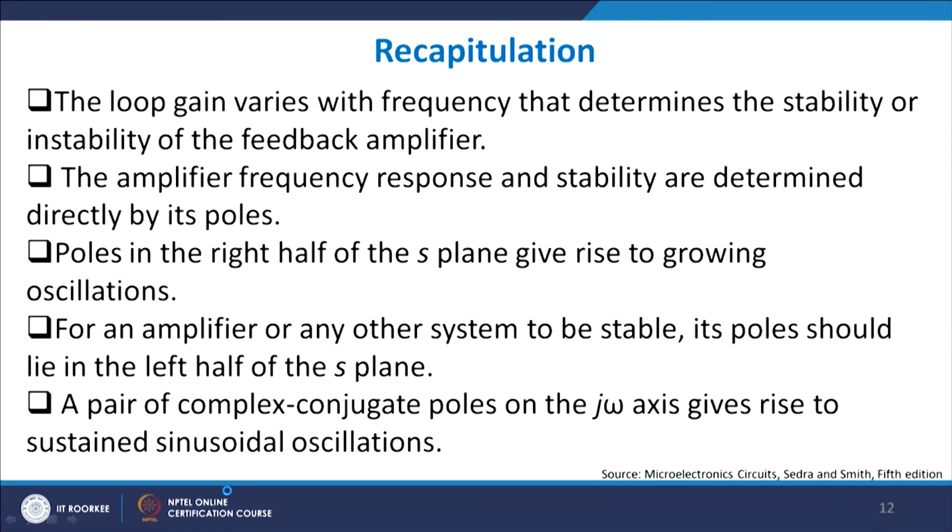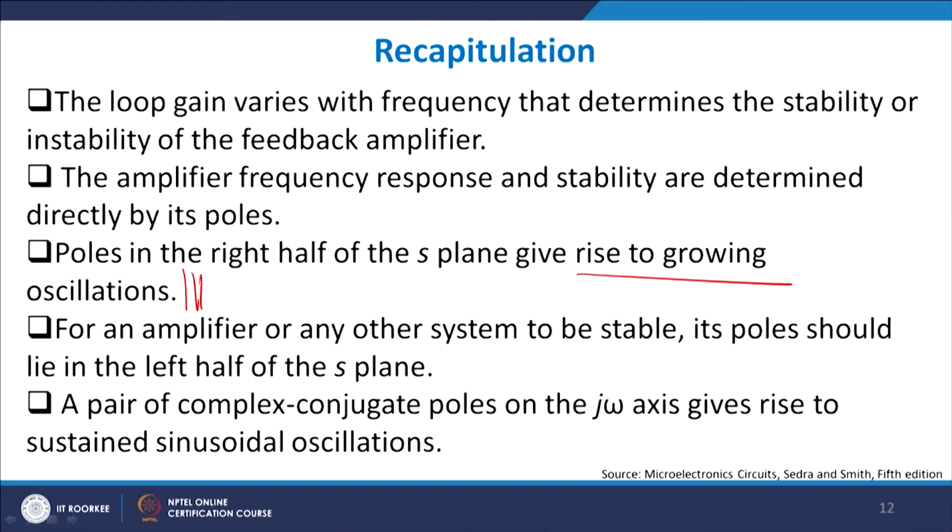So, let me recapitulate what we studied in this module. For stability, the loop gain has to be less than 1, and if it is equal to 1 or the phase margin equals 180 degree, I enter the region of instability of the amplifier. The amplifier frequency response and the stability is determined by the poles. So, typically if the poles are in the left half plane, it is much more stable. Poles in the right half plane give rise to growing oscillations, and that is quite difficult to achieve. If not difficult, it is not desirable to achieve in common physical systems.